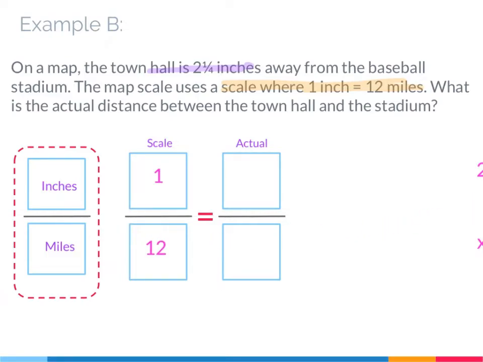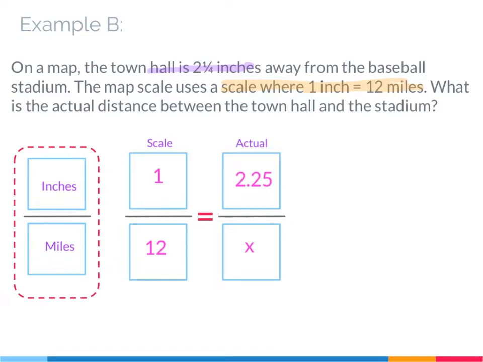Now I need to take a look at the actual. I don't actually know the distance for how far the stadium is from the town hall, but I do know that on the map it's 2 1/4 inches. Now I can't really put 2 1/4 inches in my calculator, so I'm going to turn that into a decimal. Luckily I know that 1/4 is 0.25, so my distance on the map is 2.25 inches. Now I don't know the actual distance, so I'm going to label that as x. Again, you could use any variable. It doesn't matter. I like x, so that's the one I chose.